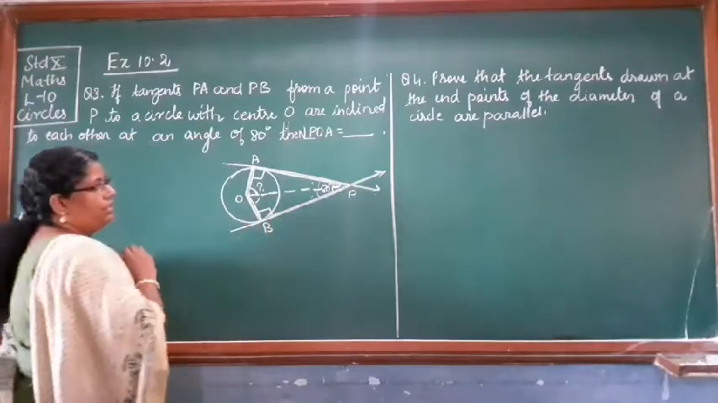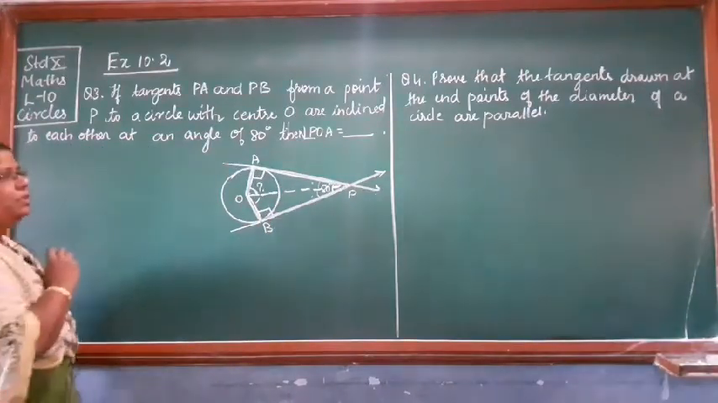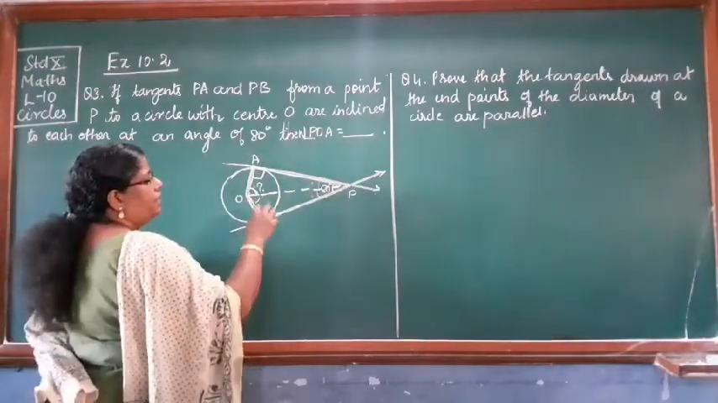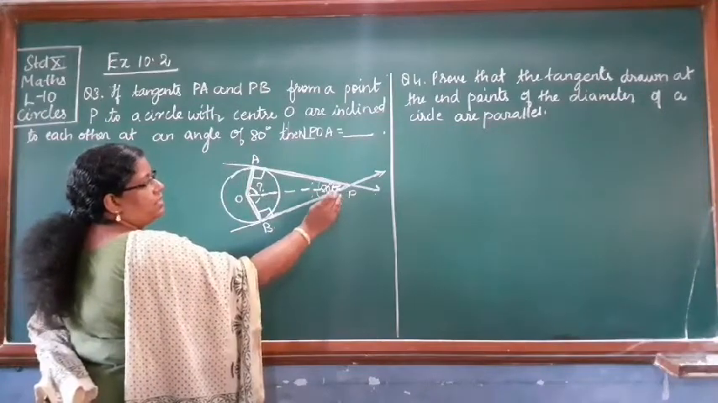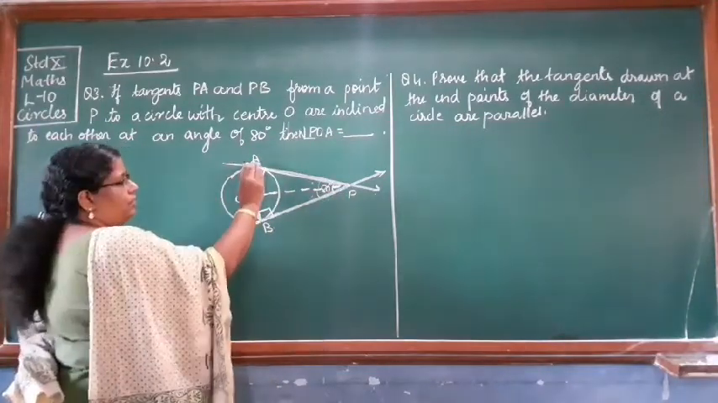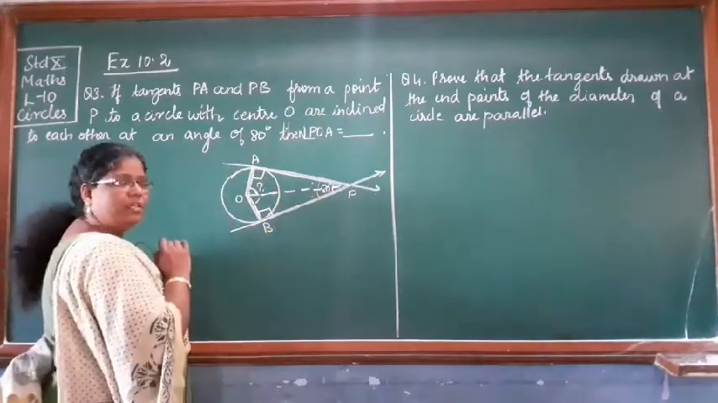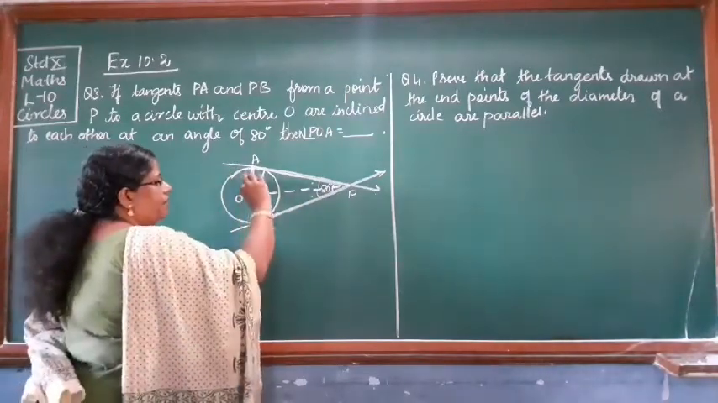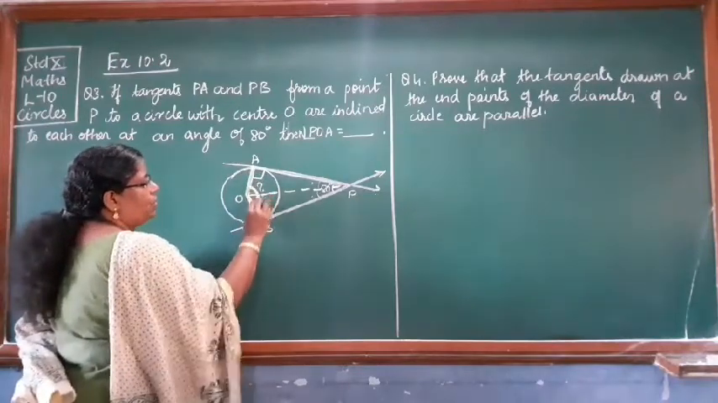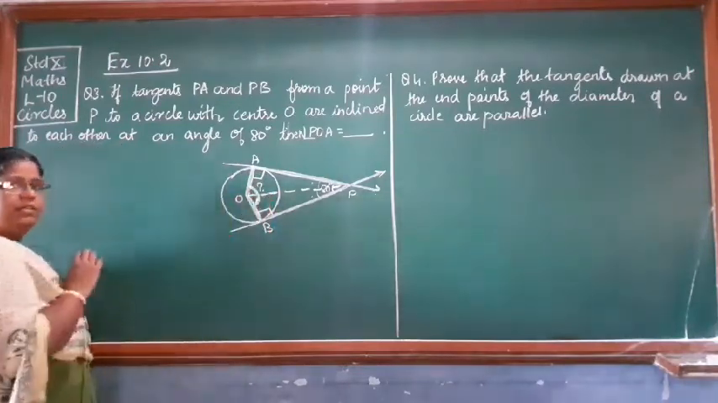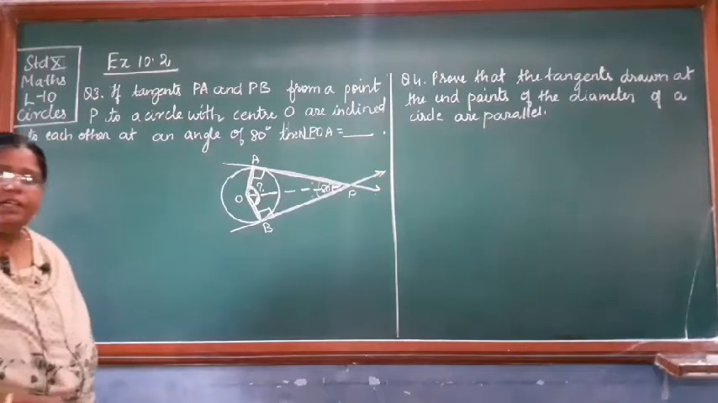ये हुआ ना हमारा quadrilateral. This becomes a quadrilateral. So in this quadrilateral, you know which are the angles. The angle OAP which is 90, OBP that is also 90. We don't know this whole angle, okay, this whole angle we do not know. So that we can find using the concept of quadrilaterals.